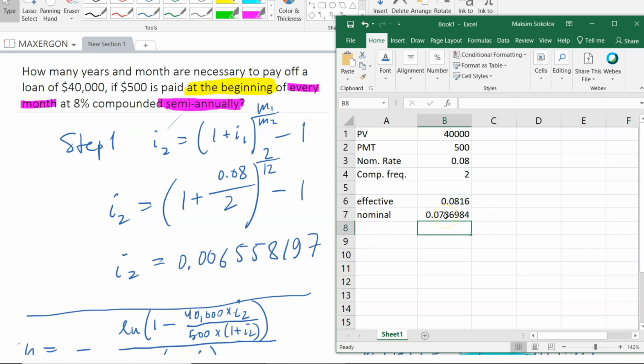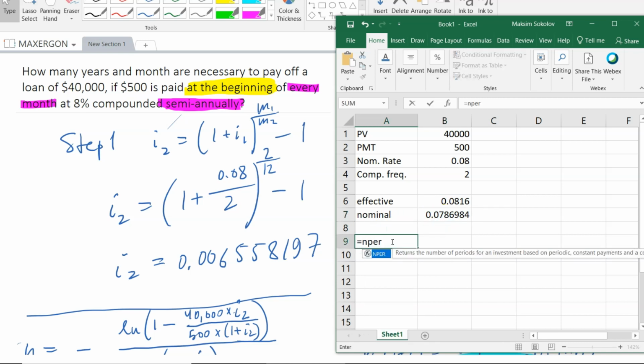With this nominal rate, annuity has become simple annuity, and we'll now use function NPER. NPER stands for number of periods. We'll use the rate first. It is in cell B7, but we remember that Excel requires periodic rate, so we divide it by 12, since this new nominal rate is compounded monthly. PMT is given in cell B2. Let's make it negative to signify that this is the amount outgoing.